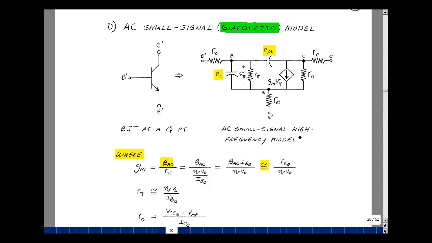Now for the PNP transistor, we're just going to turn the polarity of everything around. So we'll flip this the other direction. We'll turn this current source in the other direction. And these are AC BJT parameters and the high frequency Giacoletto model.